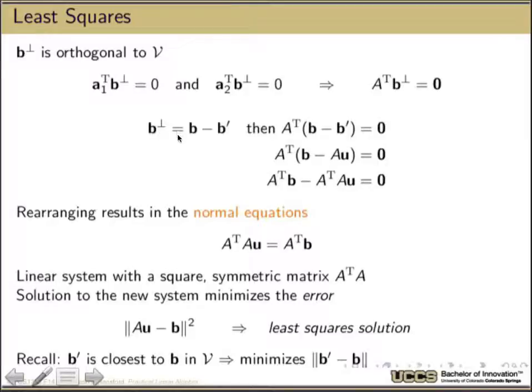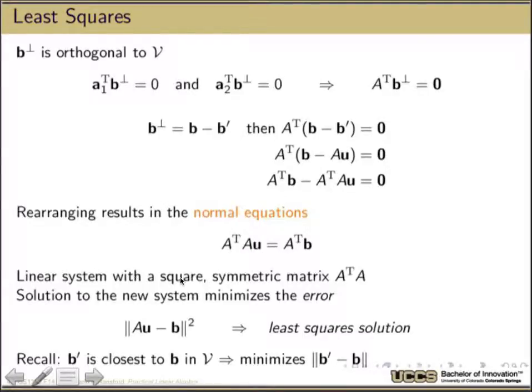We also know that B orthogonal is equal to B minus B prime. So if I put B minus B prime back into this equation of A transpose B orthogonal, we get A transpose times (B minus B prime) equals 0. But we already know from where we started that B prime is just A times U. So this is A transpose B minus A transpose A U equals 0. Rearranging this, we get that A transpose A U equals A transpose B. If you think back to your eigenfaces, you'll start to see that this is somehow related. These are what we call the normal equations.